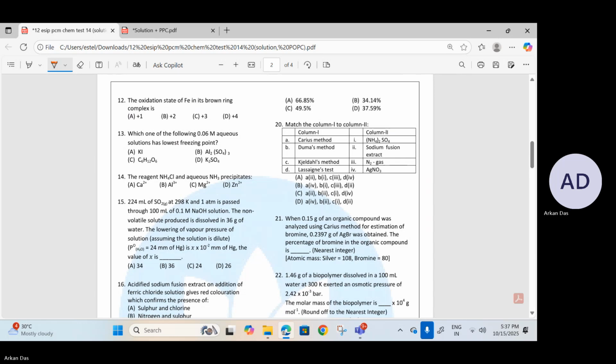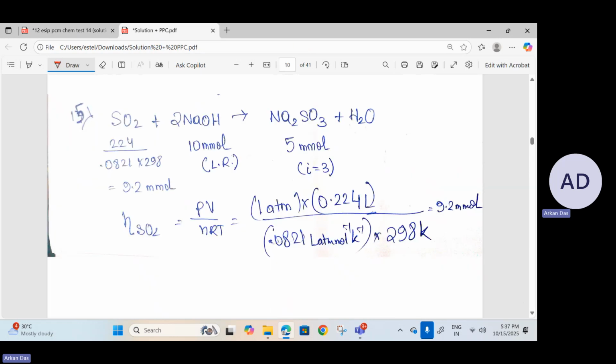This is the question. We need to understand that SO2 is reacting with NaOH. When SO2 reacts with NaOH, there are two possibilities: either Na2SO3 will form or NaHSO3 will form. At the beginning, it is NaHSO3 which forms. So we need to find the number of moles of SO2. The formula is PV equals nRT, so n equals PV by RT. Here P is 1 atm and V is 0.224 liter.